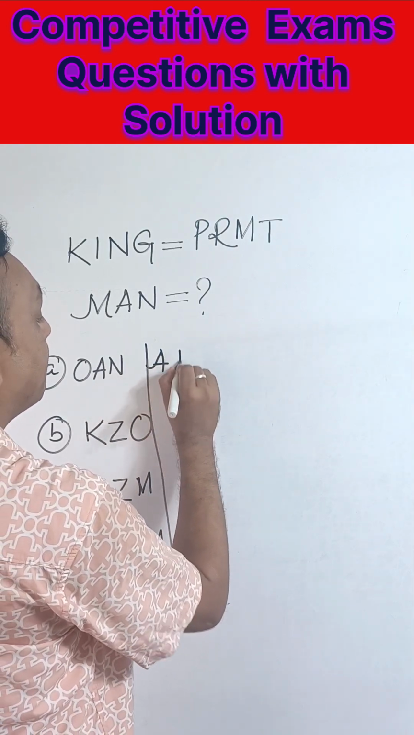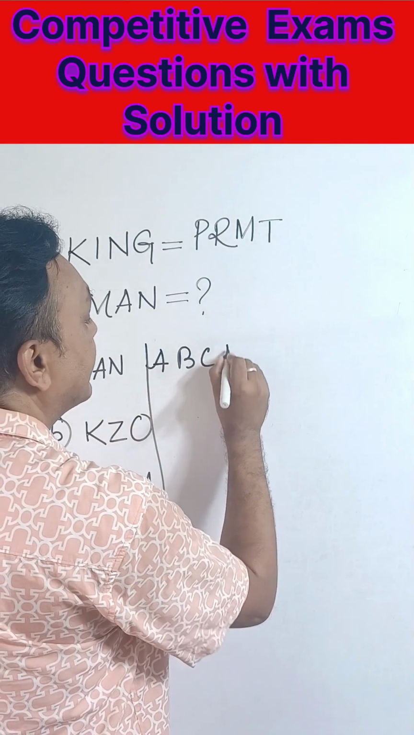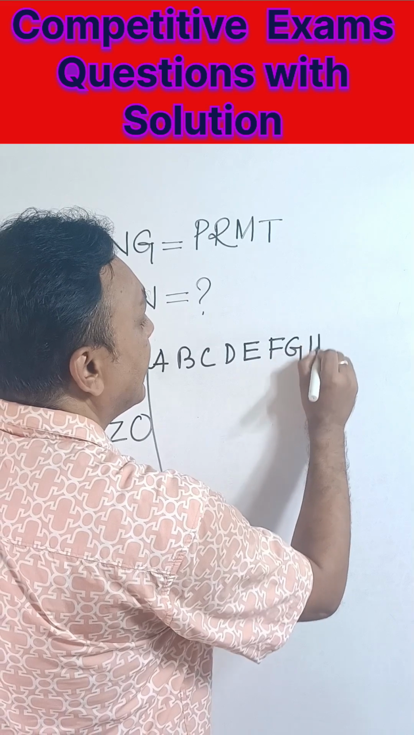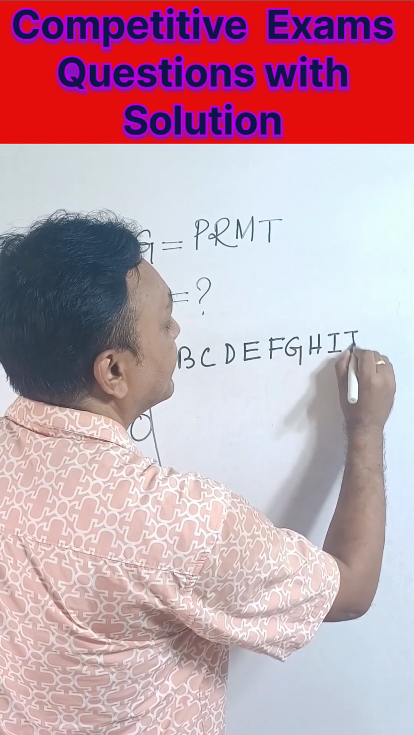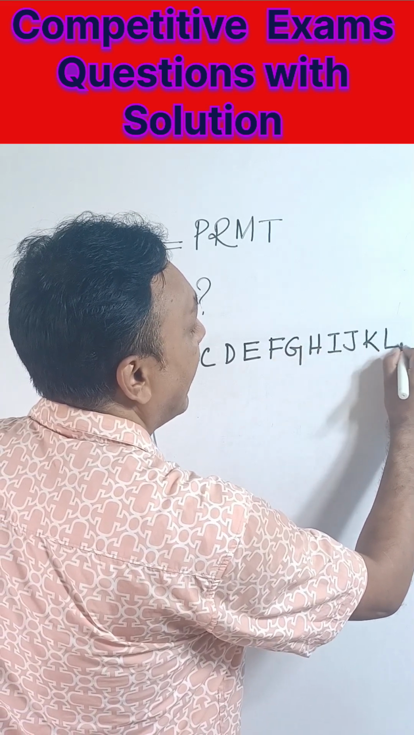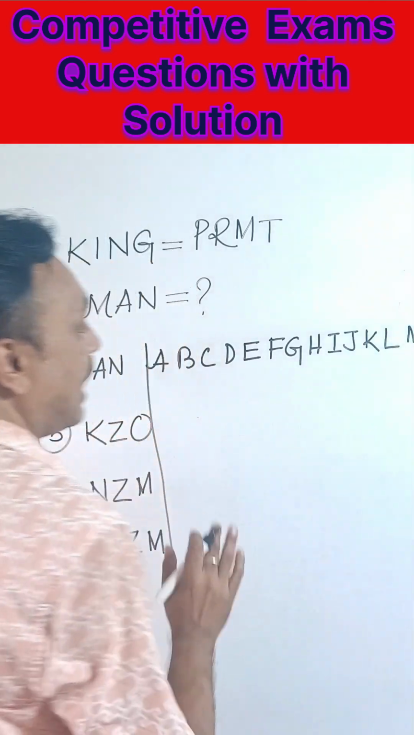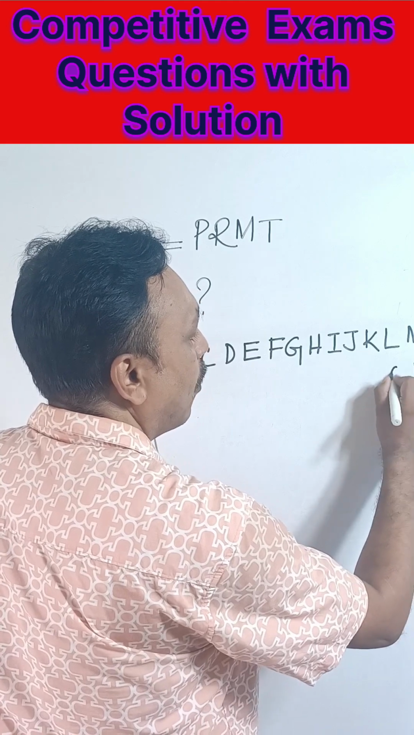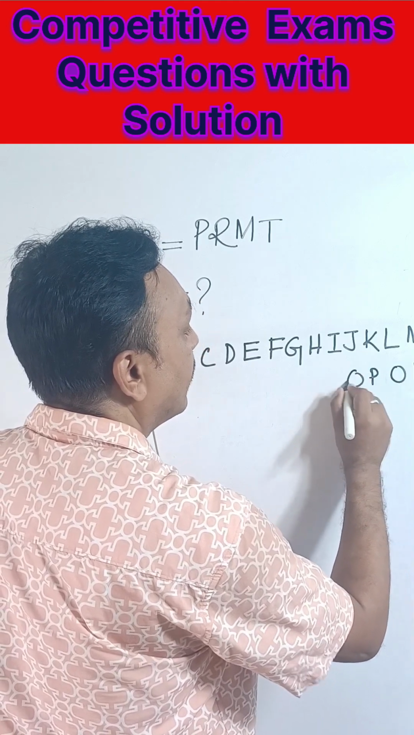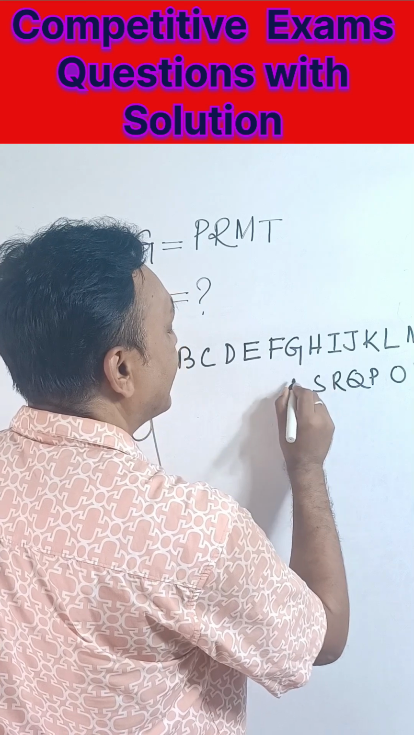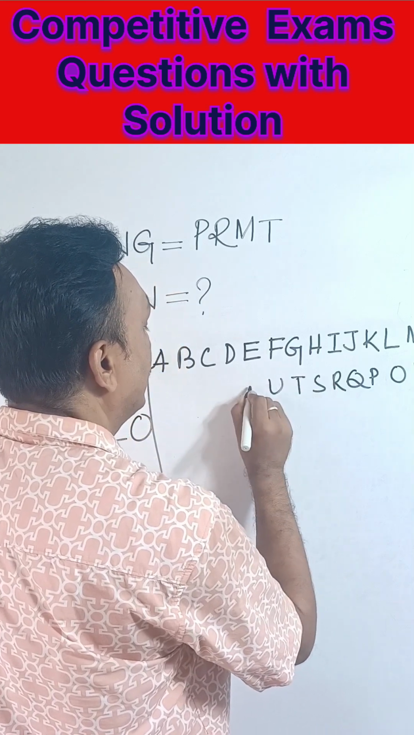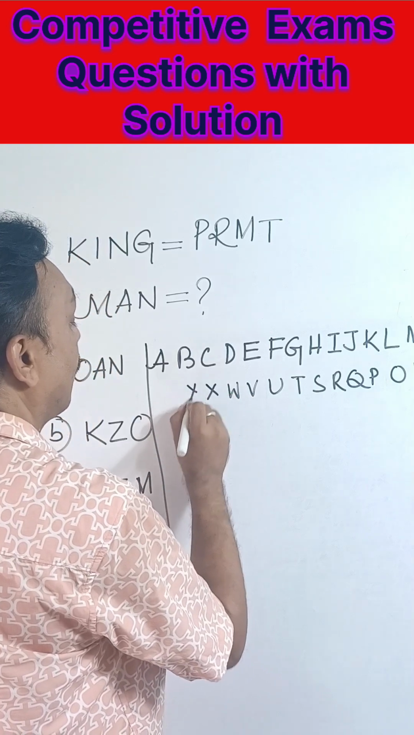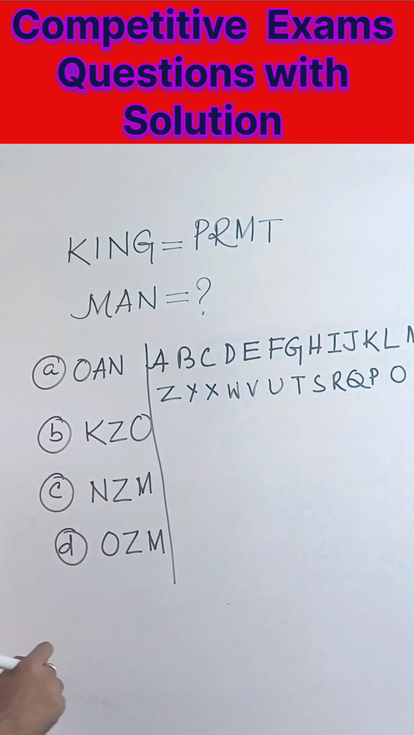A, B, C, D, E, F, G, H, I, J, K, L, M. After that, you have to start N from here: N, O, P, Q, R, S, T, U, V, W, X, Y, and Z.